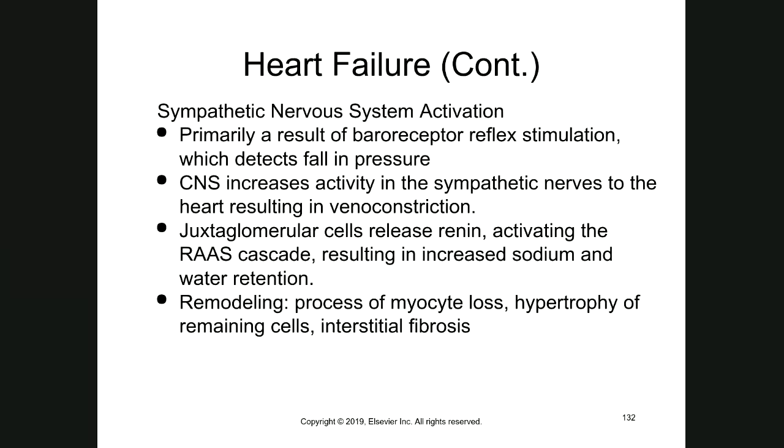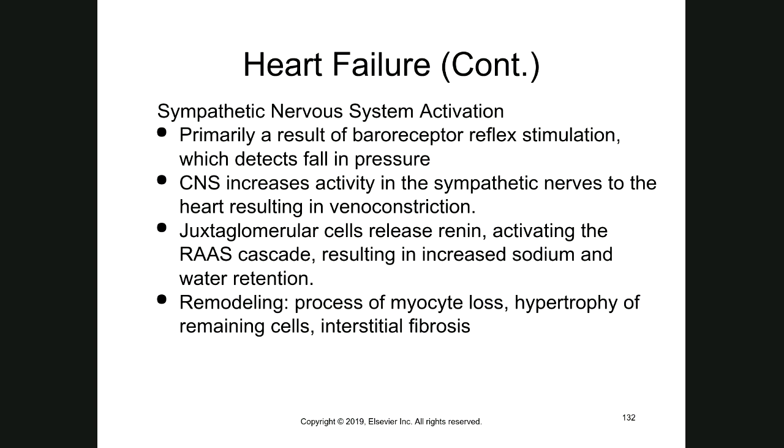All right. Exactly what we saw before with the sympathetic nervous system activation is primarily a result of the baroreceptor reflex stimulation that detects any change in the pulse or the pressure. Remember that those baroreceptors are located in the carotids and the aortic arch. Obviously, when they activate, they send that message to the central nervous system, which increases the activity in the sympathetic nerves, especially directly to the heart, and also results in venoconstriction.